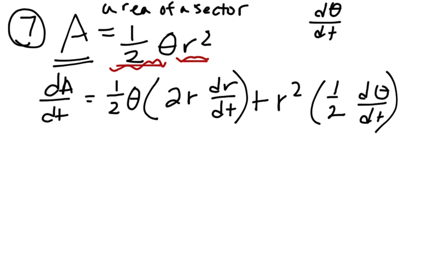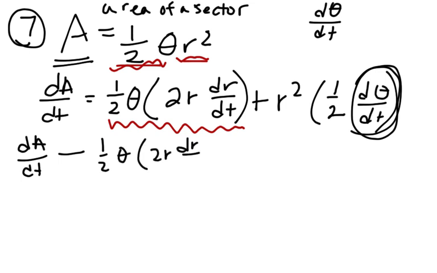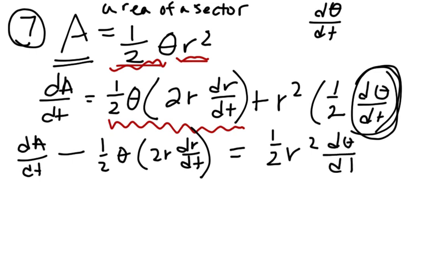Okay, now I want to get this d theta/dt by itself. So I'm going to take this part right here and subtract it from both sides. So I will have dA/dt minus 1/2 theta 2r dr/dt equals 1/2 r squared. I reordered those, d theta/dt, because multiplication is commutative.